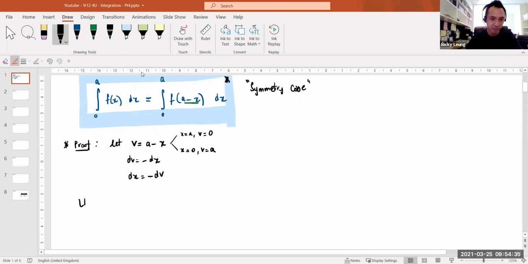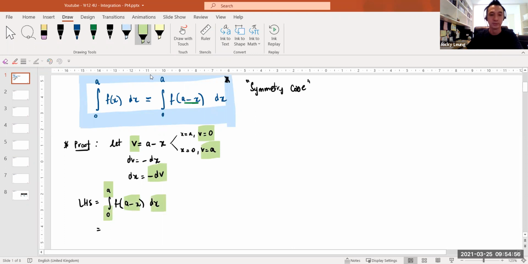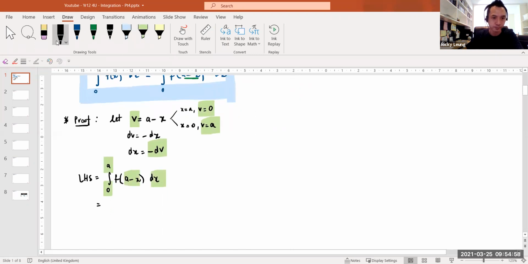So the left-hand side, which currently equals the integral from 0 to a of f(a minus x) dx, the moment I sub in v for these, all three, 1, 2, 3, I get new limits of a to 0, f of v multiplied by minus dv.